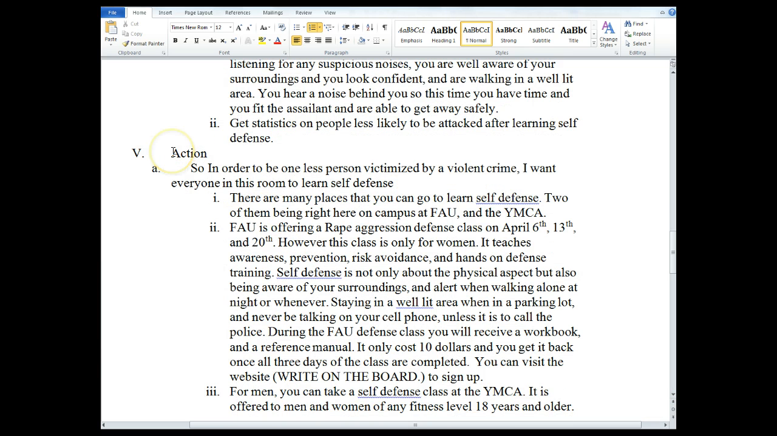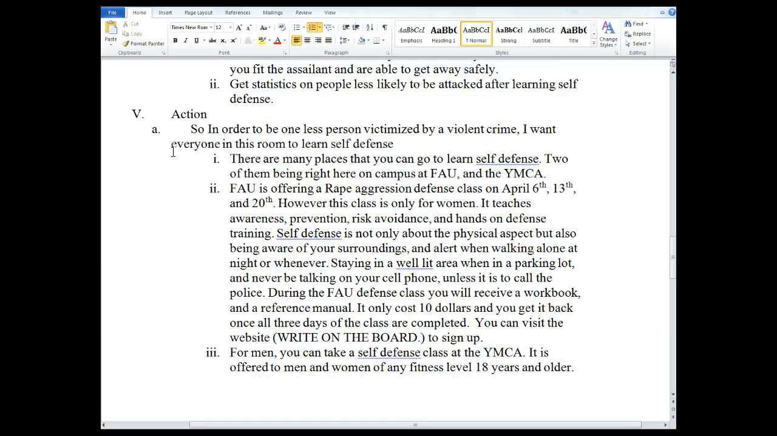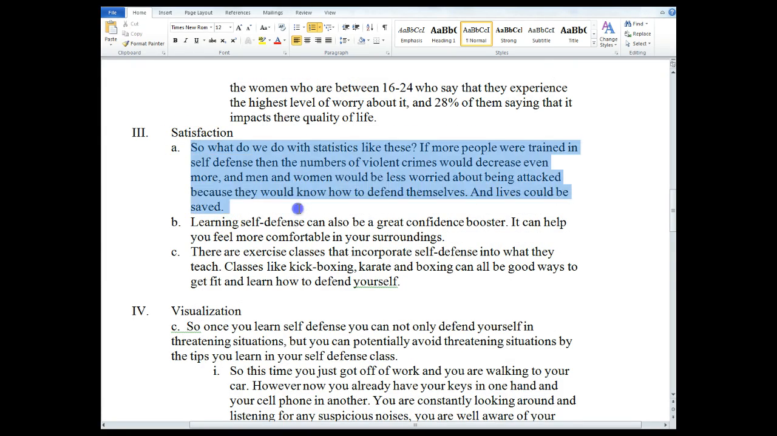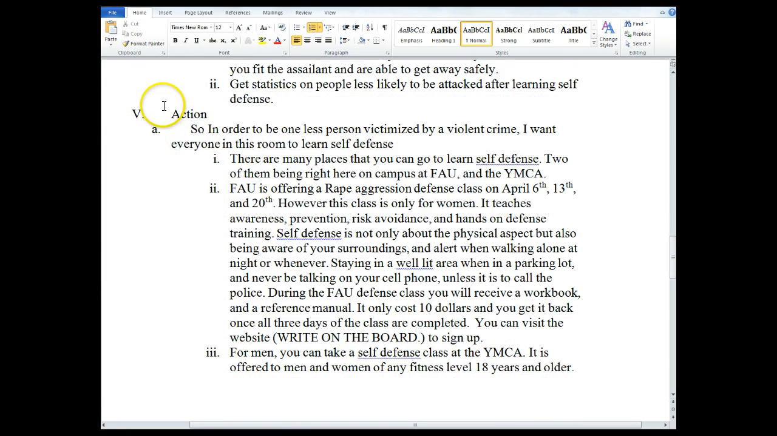Action. So this is the last step, and what you're going to be doing here is giving the audience information on how they can actually put into play basically what you want them to do, right? So in satisfaction, you tell them what you want them to do. In action, you give them the tools to do it.